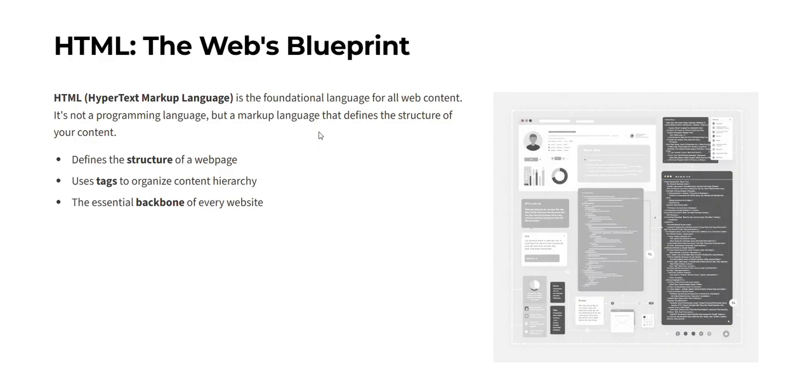So HTML is not a programming language. Instead, it uses markup or tags to organize and display content. Without HTML, browsers would not know how to display text, images, videos, or links. So in short, HTML acts like a blueprint of a house. It gives a structure before anything else is added.